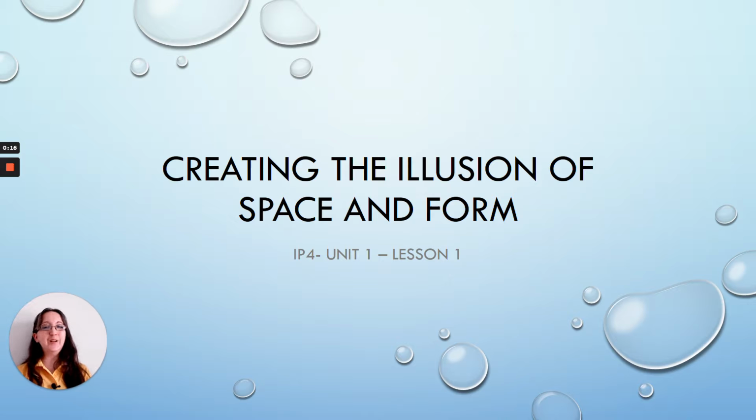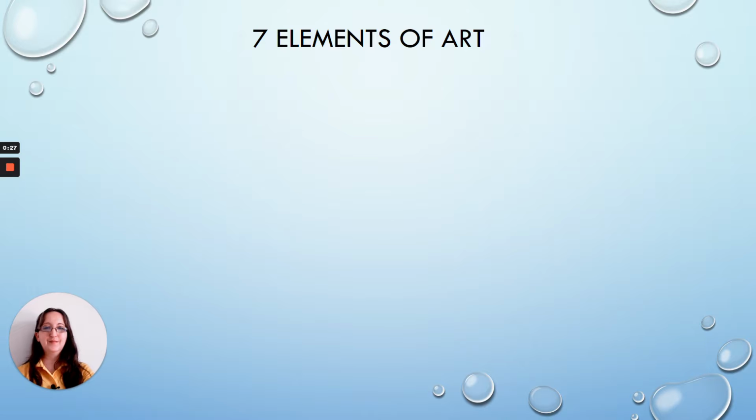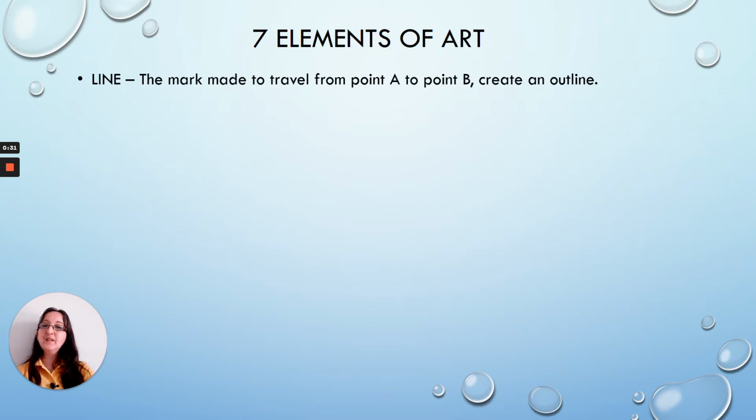For this unit, we look at techniques and methods for creating the illusion of space and form. So in art, we have 7 elements. The line, the mark made to travel from point A to point B, creates an outline.